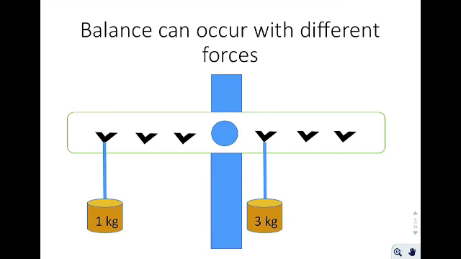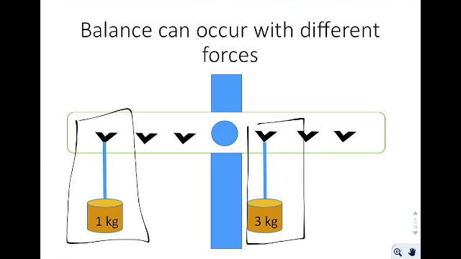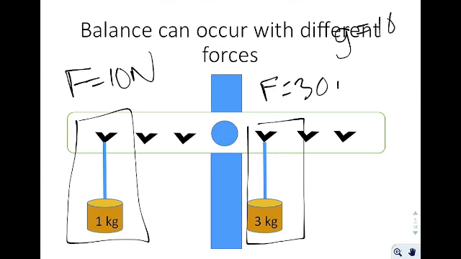Now, we said that balance can occur with different forces. Okay, so in this particular example, we have a 3 kilogram mass and we have a 1 kilogram mass. And when we look at it in terms of forces, we would say that there is a force of, I'm going to use gravity as 10 just for explanation's sake. We'd have a force of 10 newtons and a force of 30 newtons. And these are very, very different forces. Both of them are exerted downward and the object doesn't rotate or doesn't pivot.